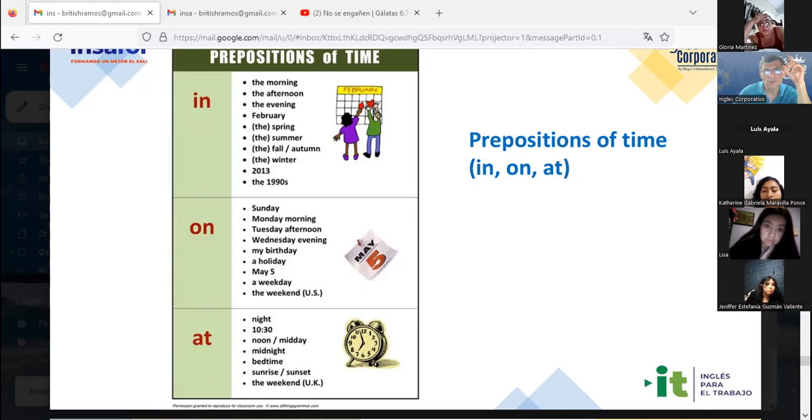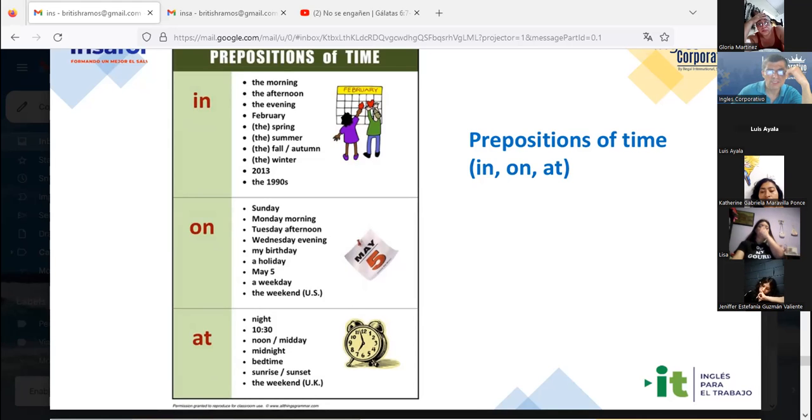Okay, at. When do we use at? At night, I already told you. In the morning, in the afternoon, in the evening, at night. Number two, time. What time is the class? At 8 p.m. What time do we finish? At 10 p.m.